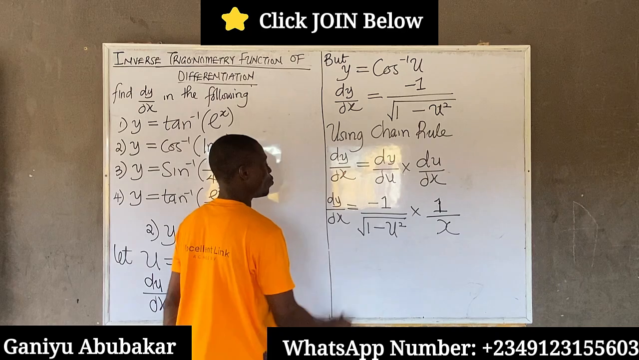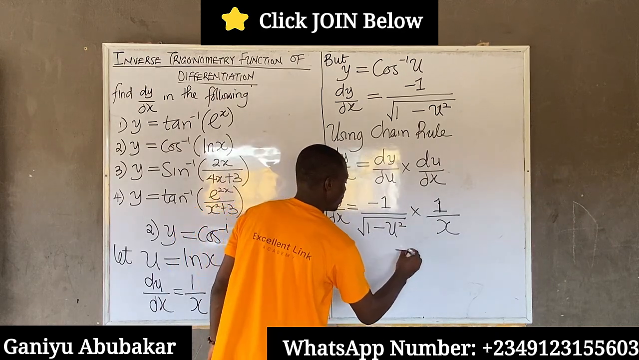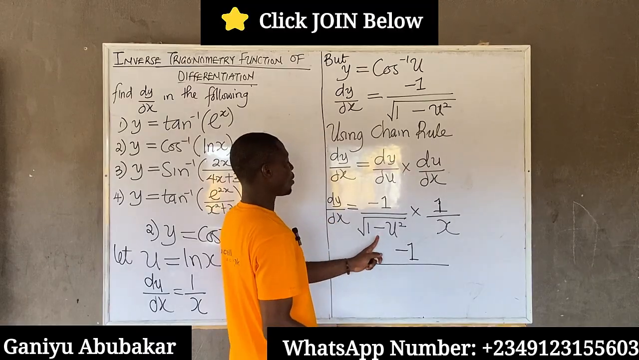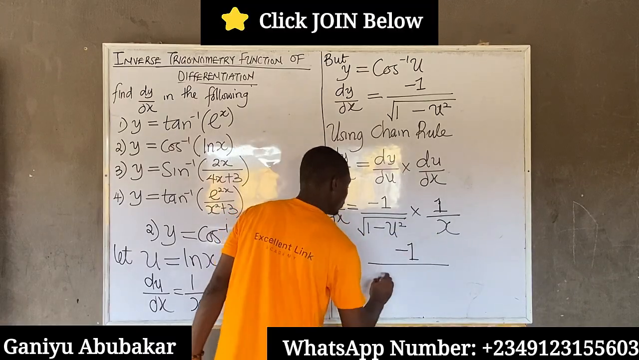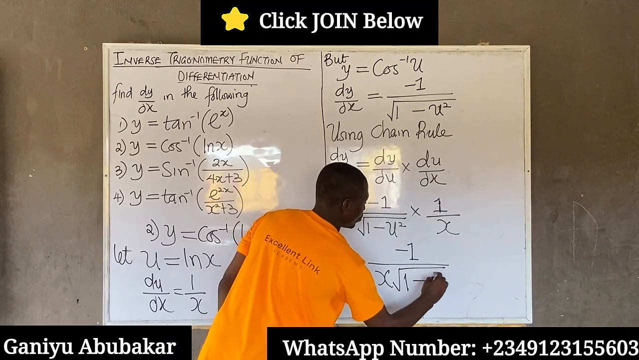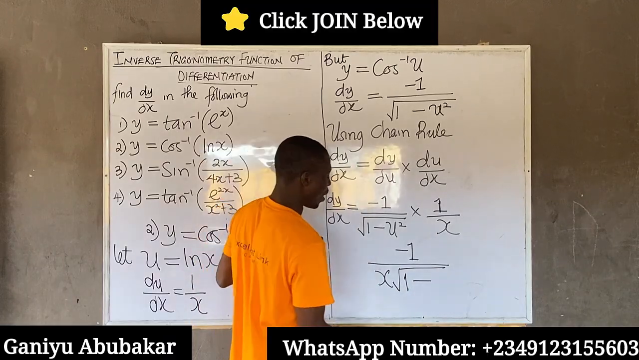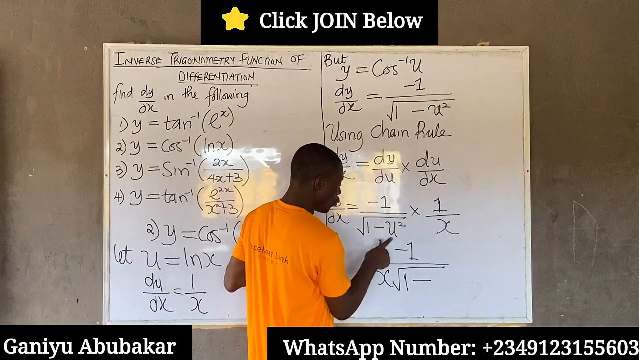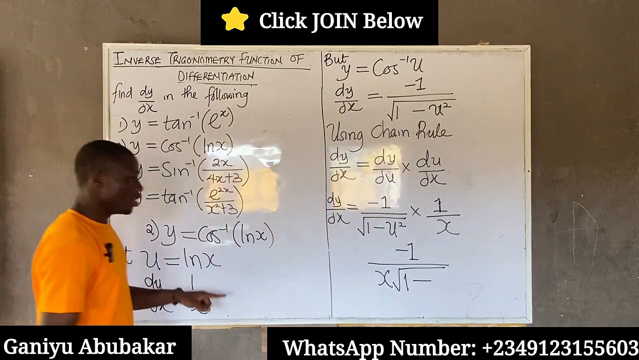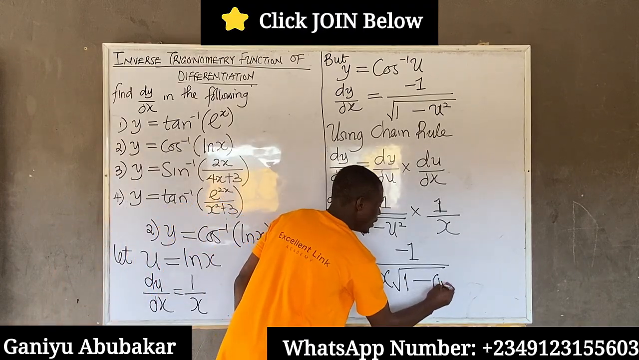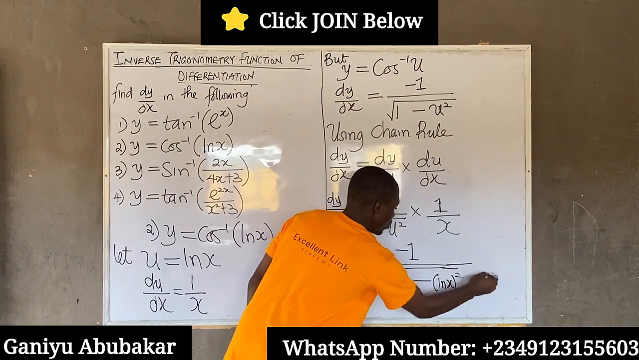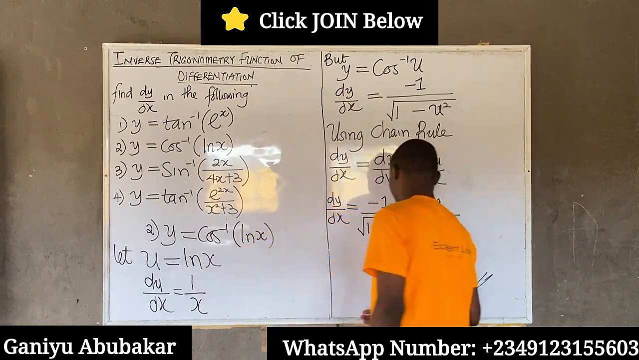Multiply this place. That gives you minus 1 times 1 gives you a minus 1 all over, multiply root 1 minus u squared times x. That gives you x root 1 minus u squared. So I am meant to write u squared here, but this u has its own original value to be ln x. So I will not put u, I'll put ln x, all squared. This is how we solve problems of this nature.